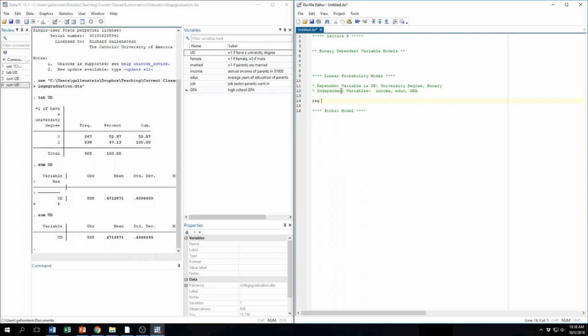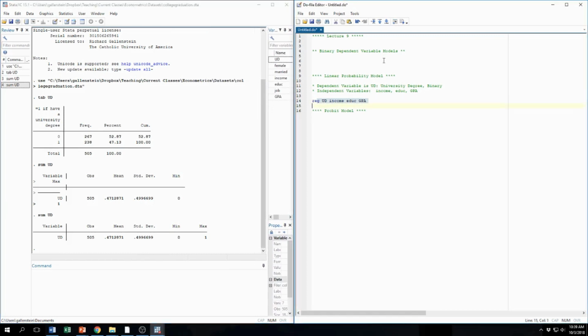The linear probability model is the most straightforward because all we're doing is ordinary least squares. So we just do reg and then the dependent variable, which we know is binary, and then the independent variables that we think are relevant, GPA. Then we just run that. Let's run that first, and then I'm going to come back and run it again. We'll keep talking.